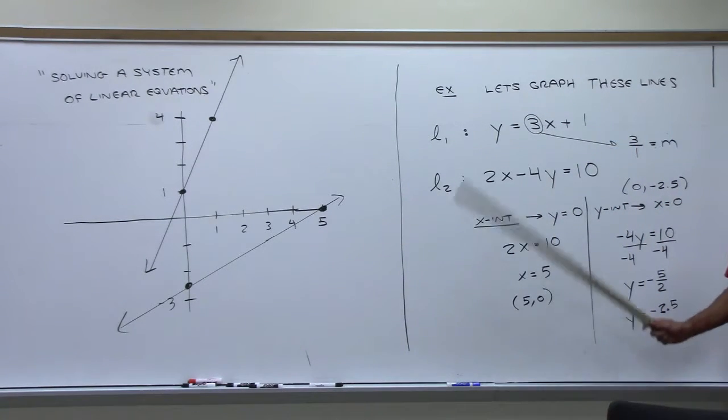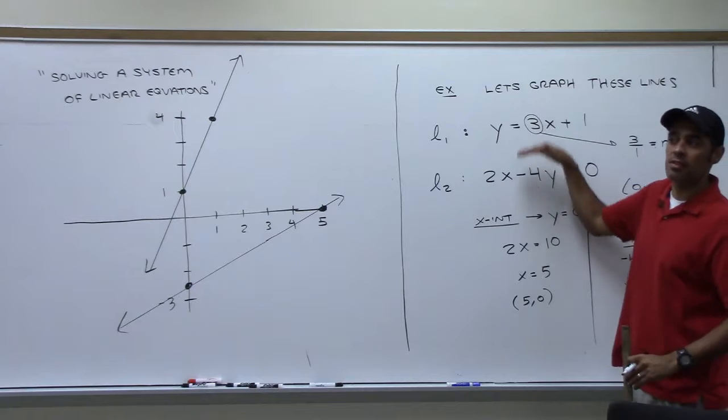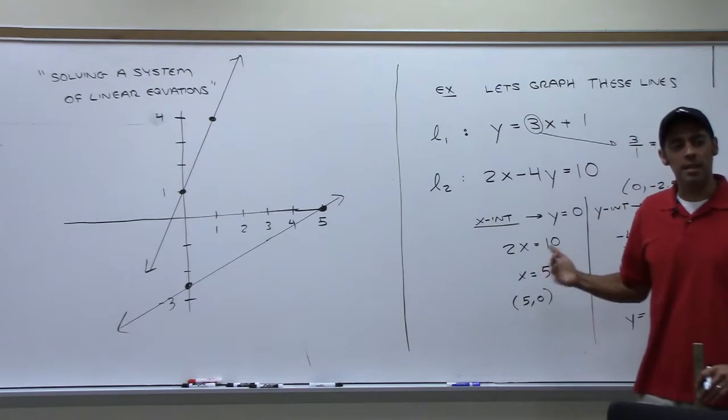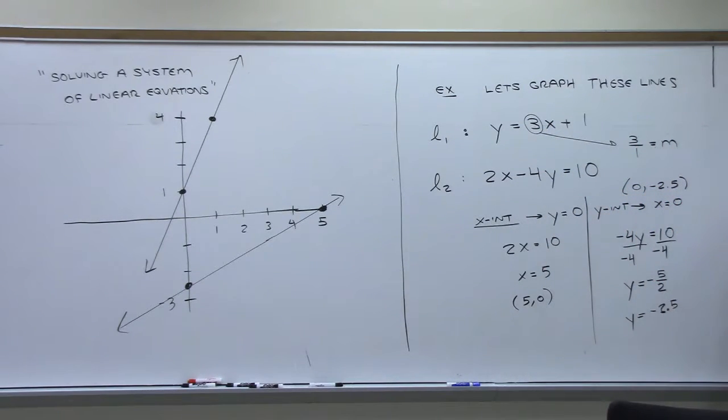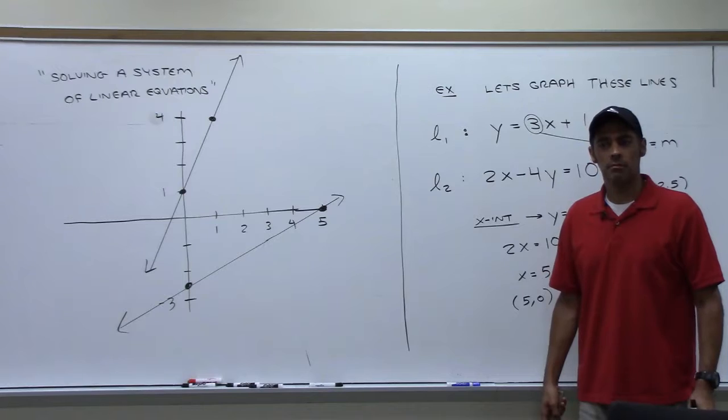All I've done so far is I've asked you to graph these two lines, right? If I ask you to solve this system of linear equations, what do you think it is that I'm actually looking for? Where they intersect. Where they intersect, exactly. I'm looking for where these two lines hit.